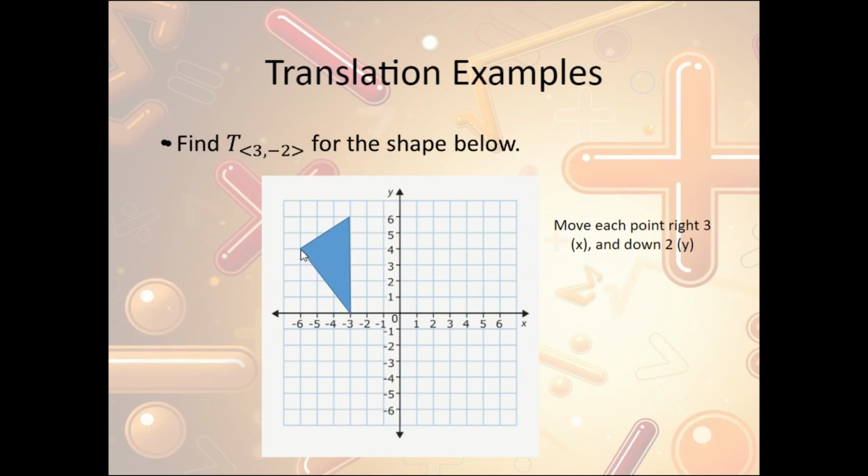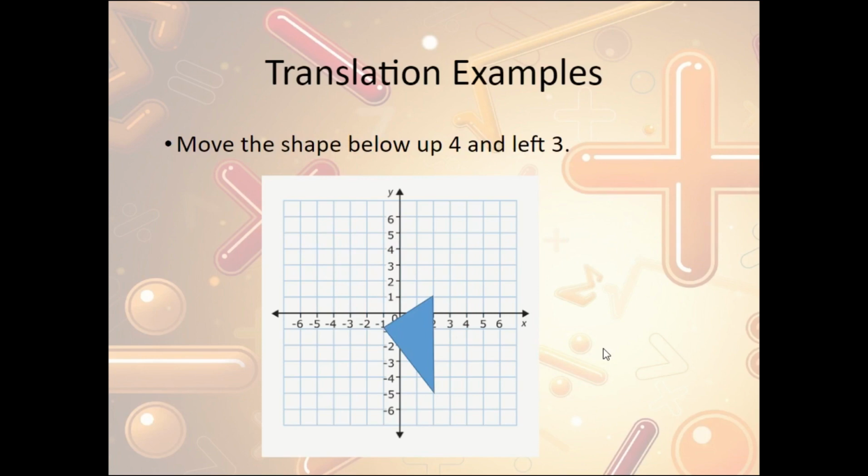So let's start with this one. We slide to the right, 1, 2, 3, and then down 2, 1, 2. And plot that point. Then we do it for this one. To the right 3, 1, 2, 3. Down 1, 2. And plot that one. Then this one. To the right 1, 2, 3. And down 1, 2. Right there. And notice when I create my triangle, I should end up with 2 triangles that are exactly the same, just slid over and down.